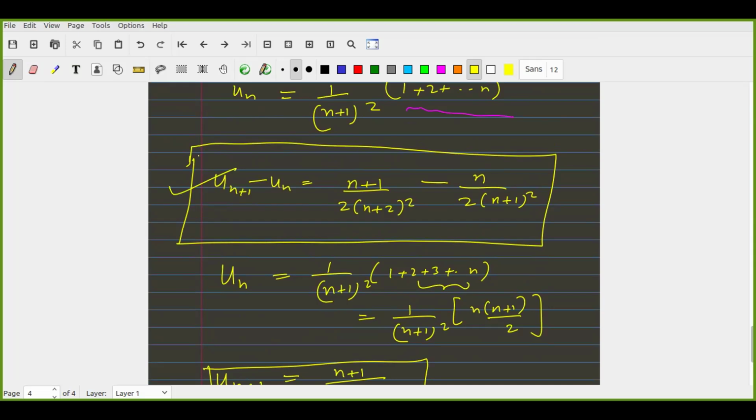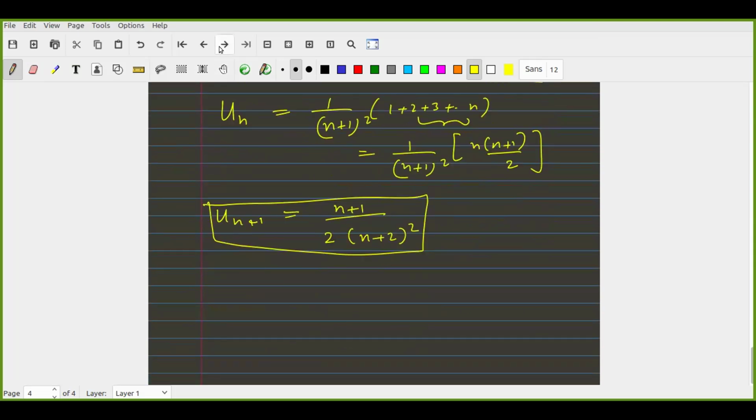So if you subtract, un plus 1 minus un is going to be n plus 1 by 2 into n plus 2 the whole square minus n divided by 2 into n plus 1 the whole square. You can check that you cancel this n plus 1, n plus 1. So it's just n divided by 2 into n plus 1 the whole square.